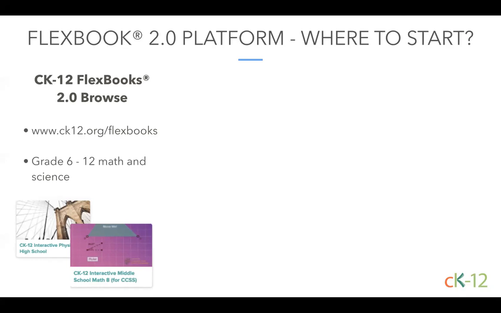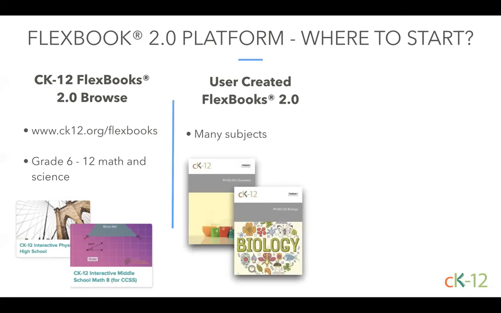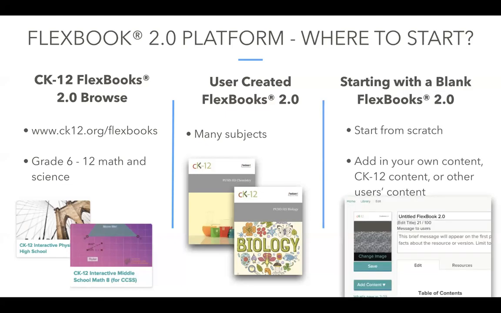The best way to see our core 2.0 offerings is to go to ck12.org/flexbooks. Here you'll find our latest middle school and high school math and science books. Users have also created FlexBooks 2.0. While most of these books are variations of the CK12 FlexBooks, some are newly created content in areas beyond math and science. In a moment, we'll use the CK12 search bar with a FlexBook 2.0 filter to find these books created by our users. Finally, you can create a blank FlexBook 2.0 and add in your own content or get content from other FlexBook 1.0 or 2.0 lessons on CK12.